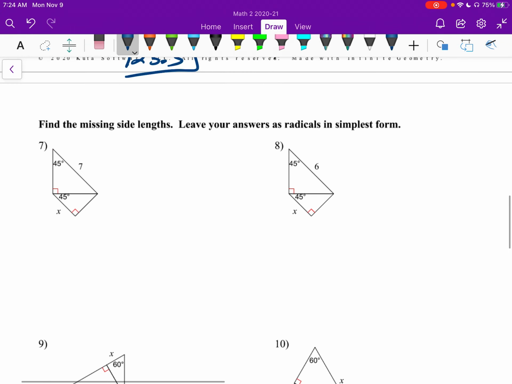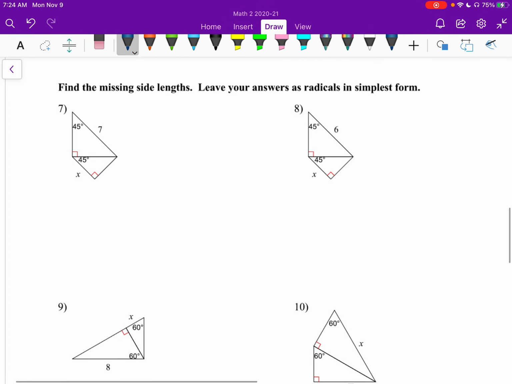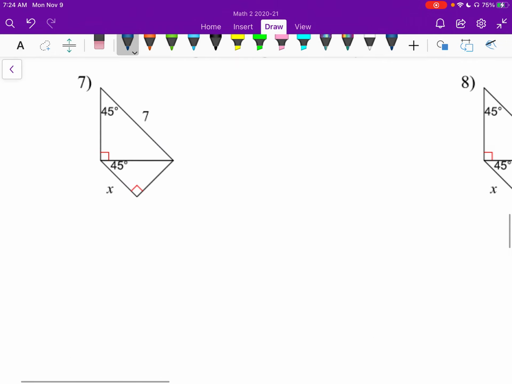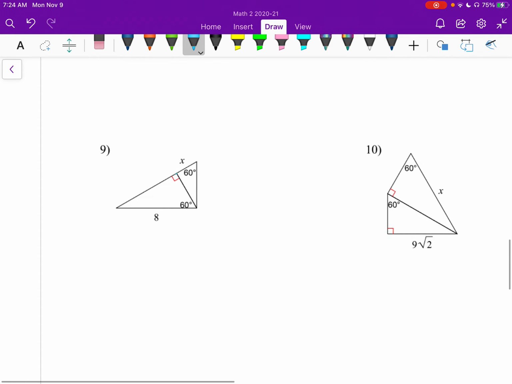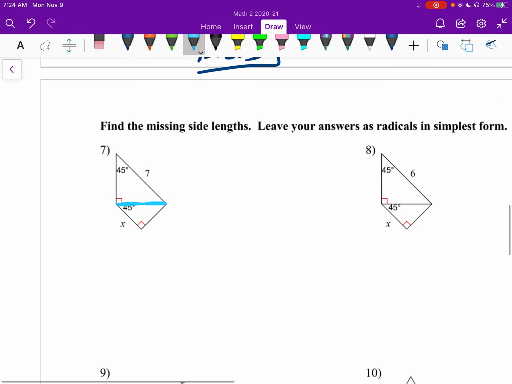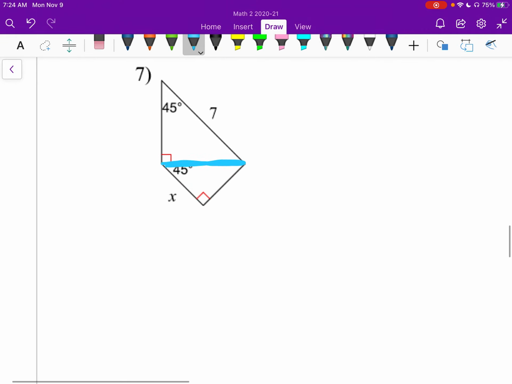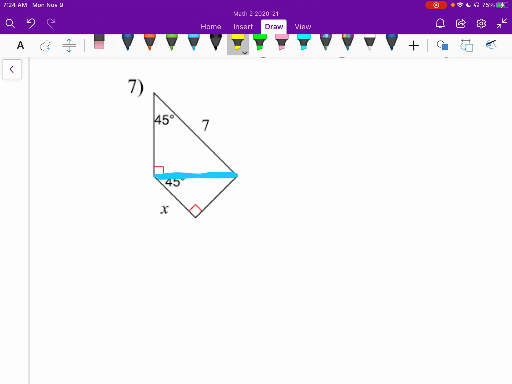All right, the rest of them we have to leave in simplest radical form, and I think these are really neat problems. On all of these problems, what you're going to want to do is find the side that they share. So you could even go through all of these and highlight the side that they share. And we know that that's going to be the first step of the problem. So number 7, we're given the 7 up here, and we want to find x down here.